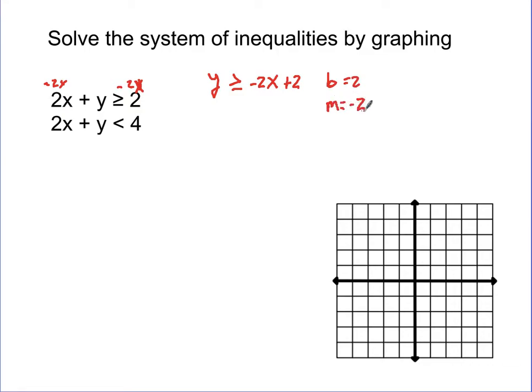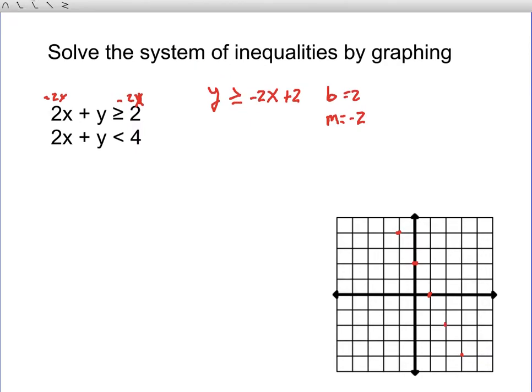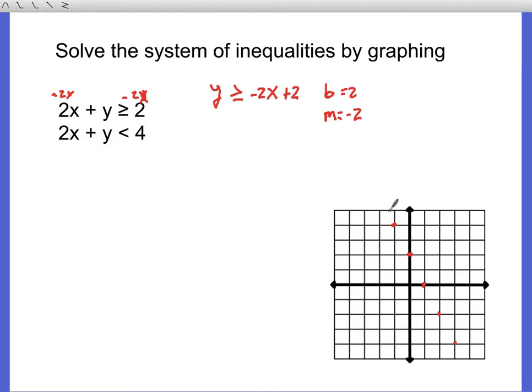Slope is negative 2. Y-intercept 1, 2. Slope is up 2, left 1. Or down 2, left 1. Or down 2, right 1, sorry. Like so. And that one would be a solid line. Okay. And just like that.